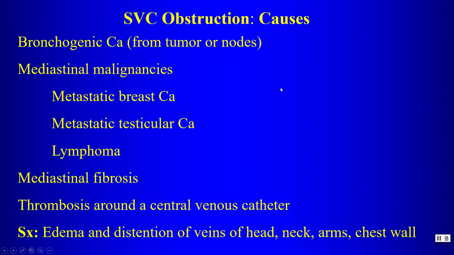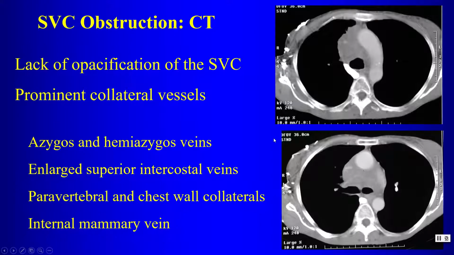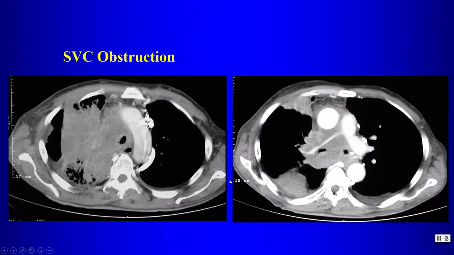So what are causes of SVC obstruction? Well, of course, we can have lung cancer, all kinds of mediastinal malignancies, mediastinal fibrosis, thrombosis around a central venous catheter. As we have seen, we're all familiar with the symptoms of SVC syndrome. So when we have SVC obstruction, there's lack of opacification of the SVC. We will see dense undiluted contrast within collateral vessels. You might also notice a big azygos vein that is acting as a collateral source.